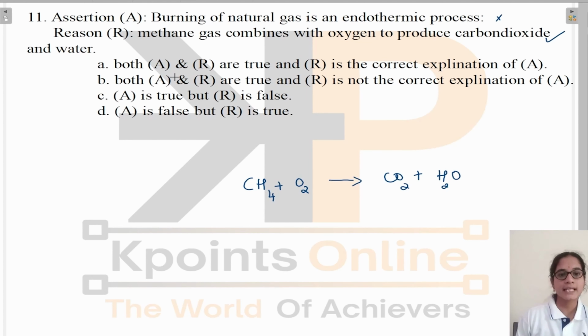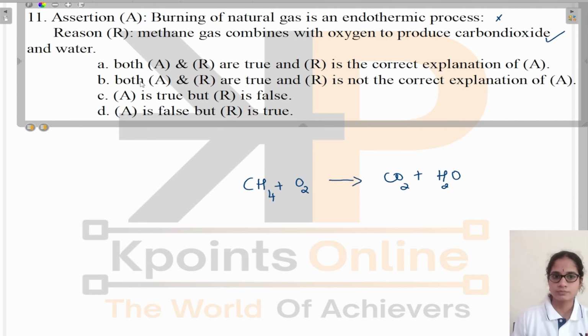Both A and R are true, and R is the correct explanation of A. Here A is not true. In option A, it is given that both A and R are true, but this is not the correct option. See the second option. Both A and R are true, and R is not the correct explanation of A. This is also not the correct option, as here also they have mentioned that A is true, but we have A is false.